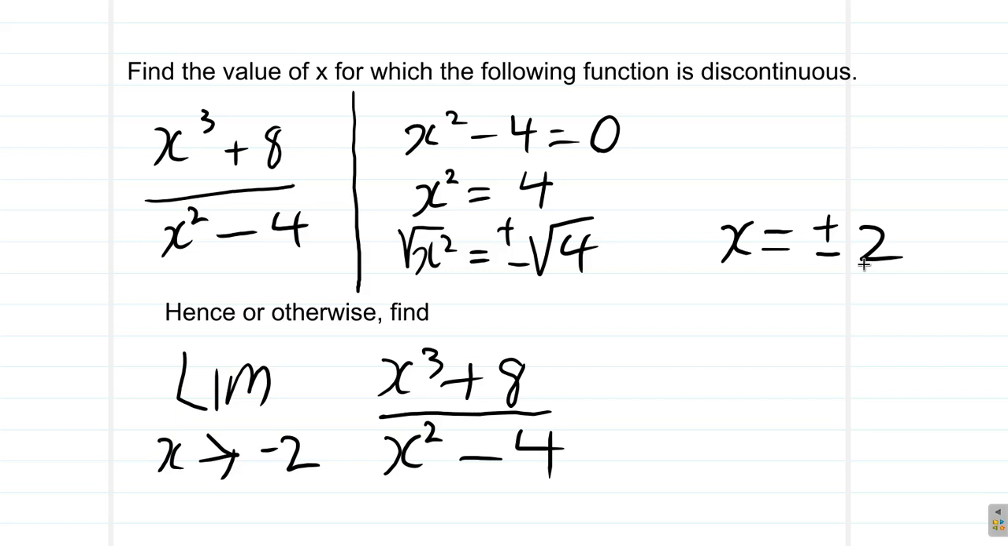So the value, or in this case, I should say values, since there are two of them, of x for which the function is discontinuous is x is equal to 2 and x is equal to negative 2. Alright? Now, here it says, hence or otherwise, find the limit as x tends to negative 2 of x cubed plus 8. Alright.